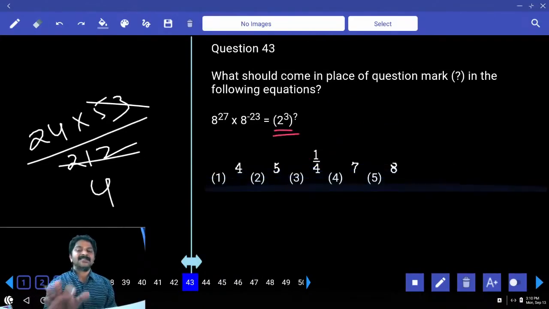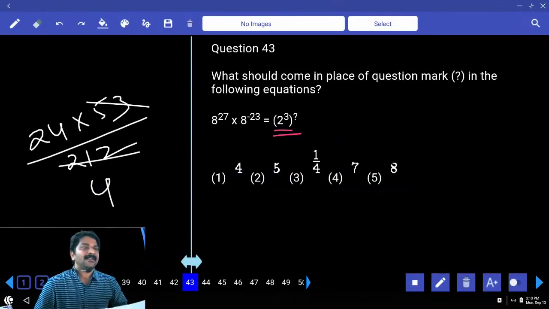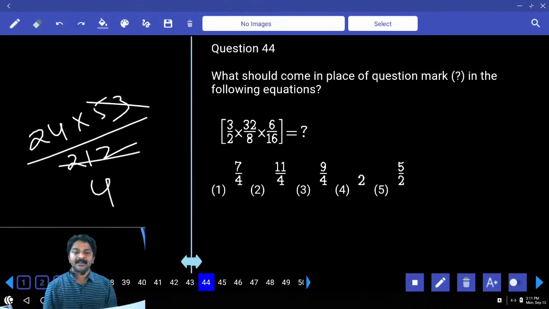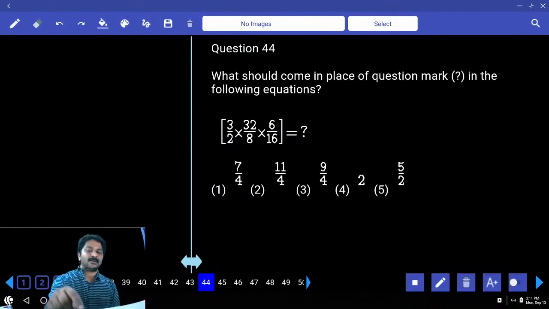Next. Right hand side 2 cube, in the sense that is 8 only. Left hand side and right hand side, all the base values are same, 8. So directly we can consider exponents. 27 minus 23. X value is equal to 4, first option. Answer for option 1. Be careful. Is this clear? Next. So only multiplication we have, so no worries. 2 into 16, 32, 32 gets cancelled. 2, 3 times. 2, 4 times. 9 by 4, third option.